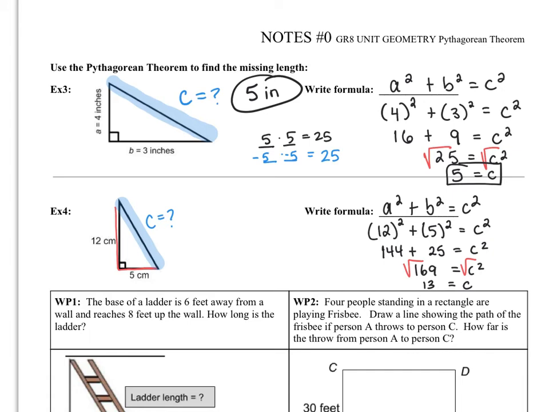Don't forget that it could also be negative 13, because negative 13 times negative 13 is also 169. But we're going to ignore that answer because we're talking about a distance, and a distance must be positive. And so in this case, my missing side is 13 centimeters.